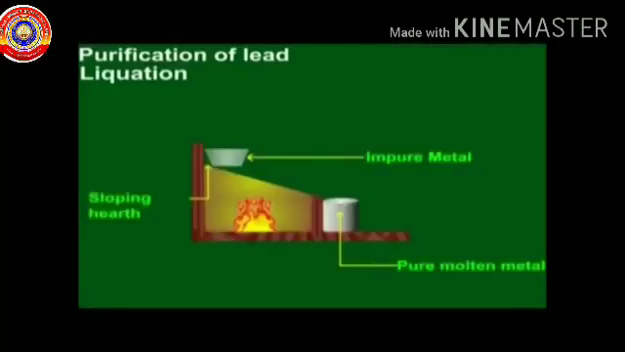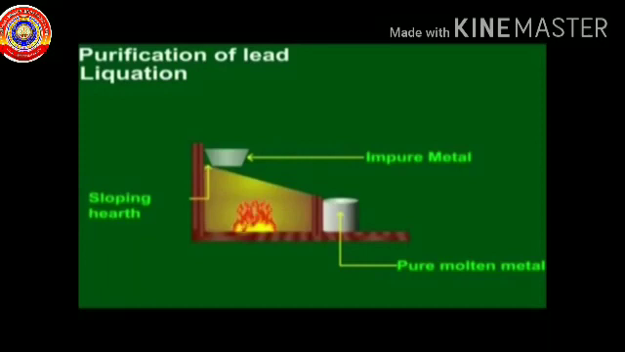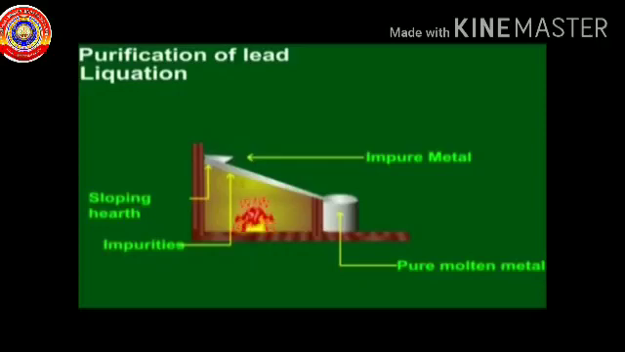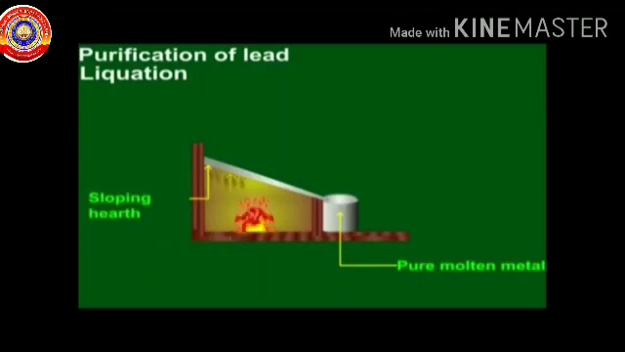Liquefaction is a refining method done for metals with a lower melting point than the impurities. Now observe the video of purification of lead. Impure lead is heated on an inclined surface of a furnace and the pure metal melts and flows down, leaving the impurities behind. Other than lead, liquefaction is done for low melting point metals like tin also.